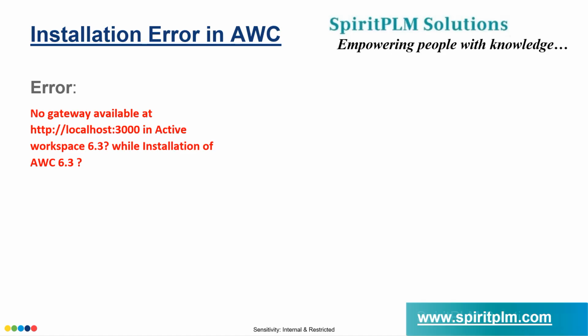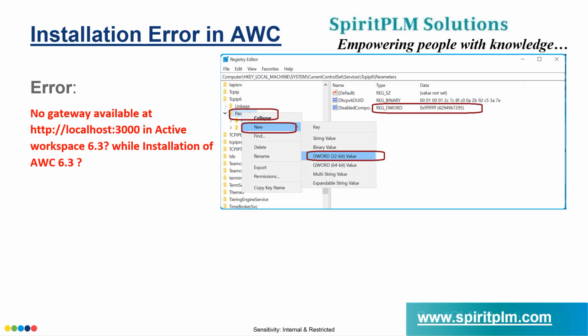Next one, installation error in Active Workspace 6.3. When you install Active Workspace 6.3, by default it will install there, but sometimes it will show an installation error. Okay, so how to overcome that error?